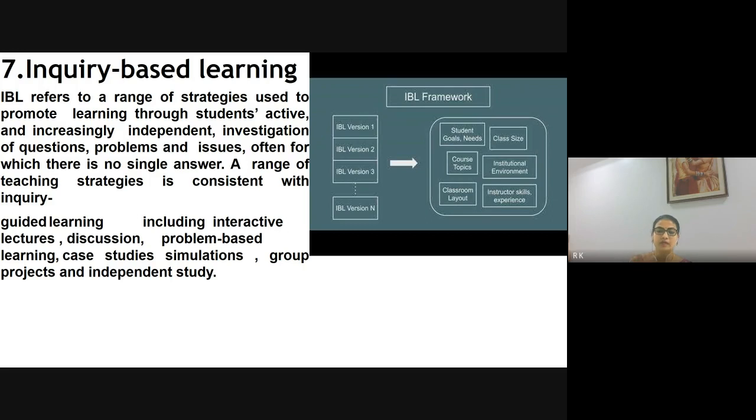Now, what they have to do, madam: the question is given, the problem is given, the solution is also given, and the method of reaching the answer is also given. What will the students do? I'll tell. Their goal is to build the investigation and critical thinking skills, learning how the specific method works.